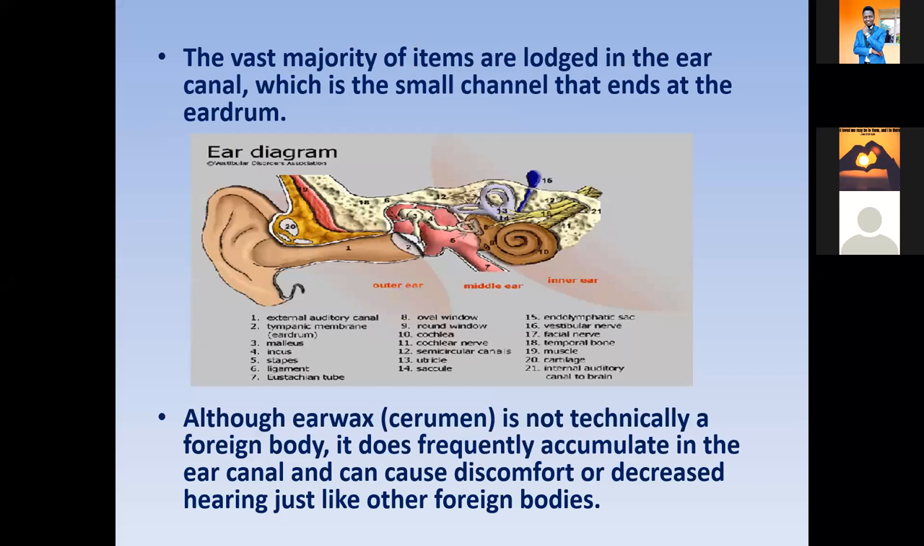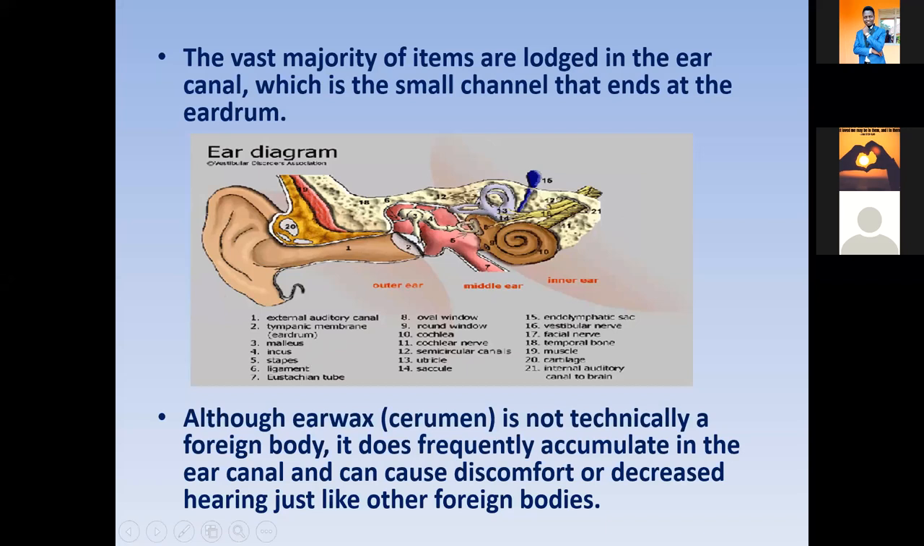The vast majority of the items are lodged in the external auditory canal. So this is the external auditory canal. The outer third is cartilaginous, the inner two thirds is bony, and this is the eardrum or the tympanic membrane. So some foreign bodies can lodge here in the cartilaginous part. Some foreign bodies start from the outer third and then they are pushed in an attempt to be removed at home, and they are pushed towards the inner third past the isthmus. So this is the isthmus, that junction where we have the osteocartilaginous transition.